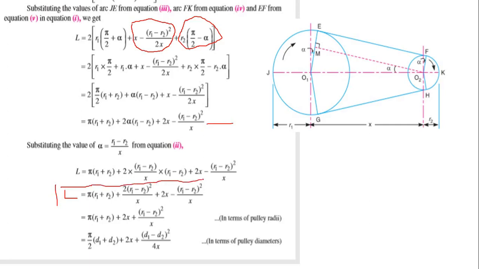So this is the length of belt, and this equation can also be rewritten as pi into R1 plus R2 plus 2X plus R1 minus R2 whole square divided by X. This is written in terms of the radius of the pulley. When the diameter of the pulley is considered, this equation can be rewritten as pi by 2 into D1 plus D2 plus 2X plus D1 minus D2 whole square divided by 4X. So this is the complete length of an open belt drive.